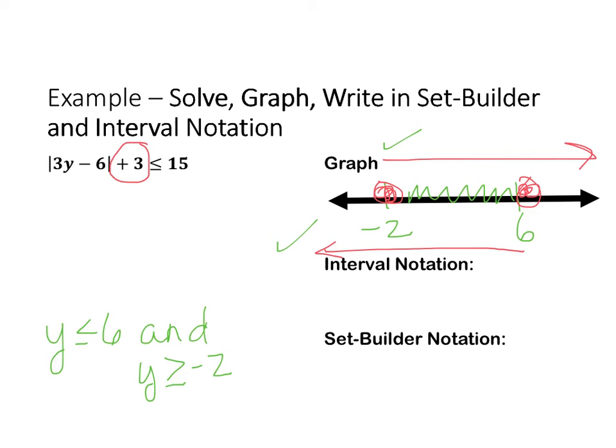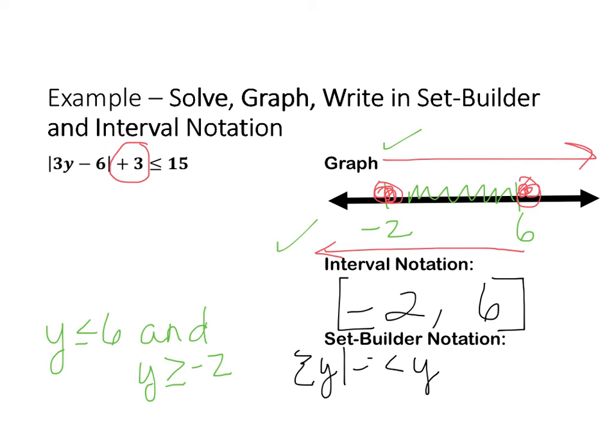And my interval notation, shading, start point, comma, stop point. So I start at -2, I stop at 6. Closed dots on both, so brackets on both. And my set builder notation, for all real numbers y such that, and I'm just going to say y is between -2 and 6.